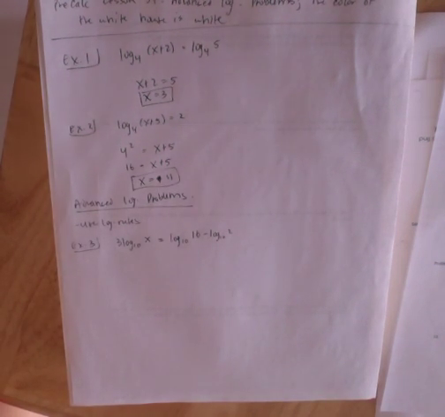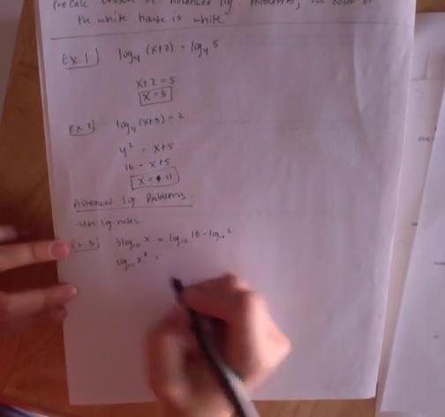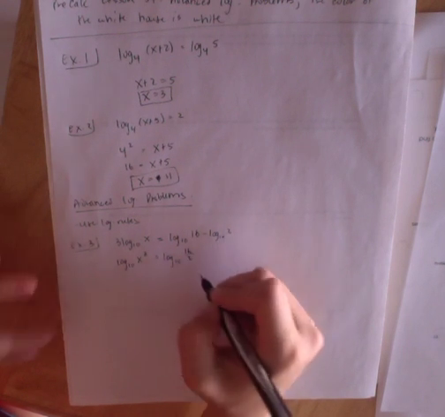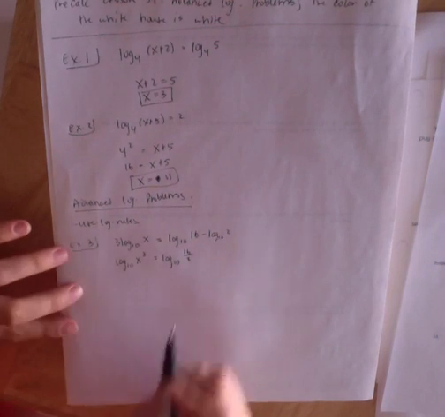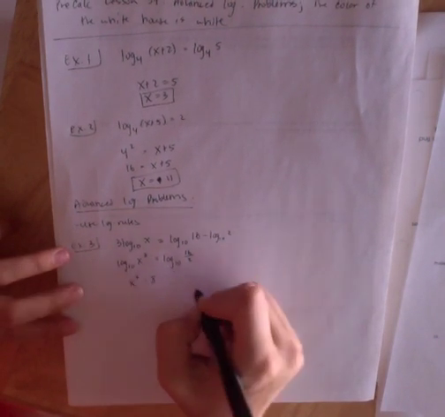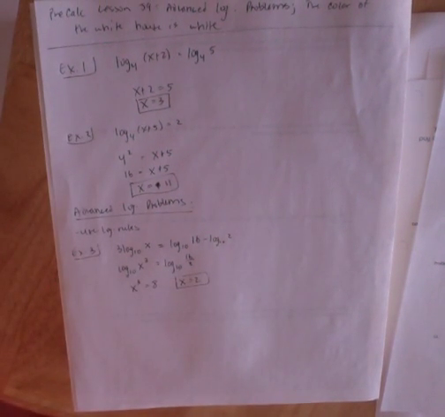So I have my power rule here. I can rewrite this as the log base 10 of x cubed. And I have my quotient rule here. This becomes the log base 10 of 16 divided by 2, which is 8. Now, I have two logs of the same base. That means their arguments are equal. So x cubed equals 8. So x is 2. Okay, I just am using all of my different log properties.